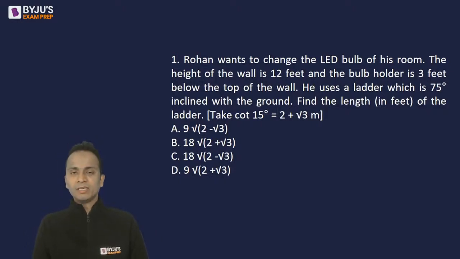Now, question number 1, a question on trigonometry. Rohan wants to change the light bulb of his room. The height of the wall is 12 feet and the bulb holder is 3 feet below the top of the wall. He uses a ladder which is 75 degrees inclined with the ground. Find the length of the ladder in feet. You are given the value of cot 15 degrees as 2 plus root 3.